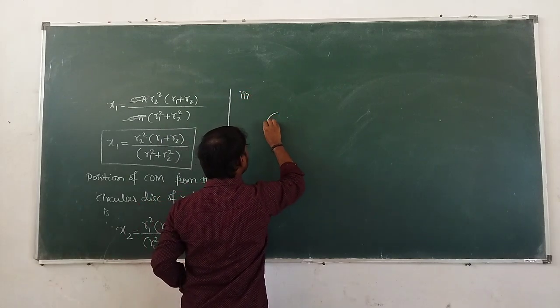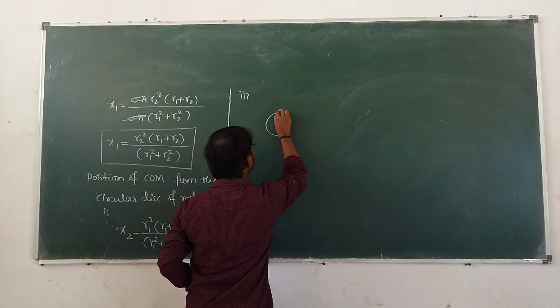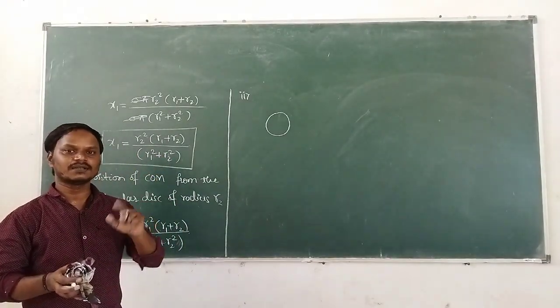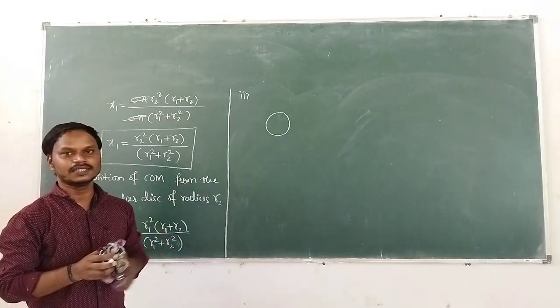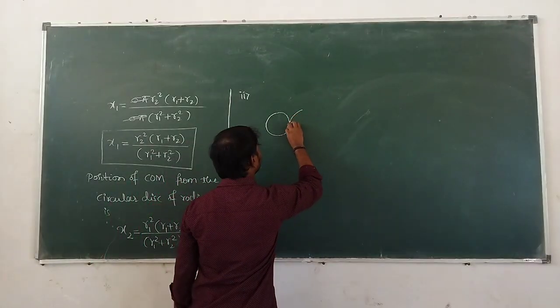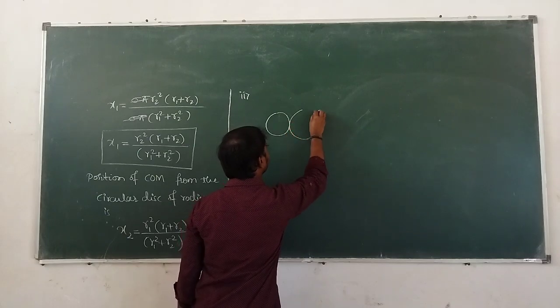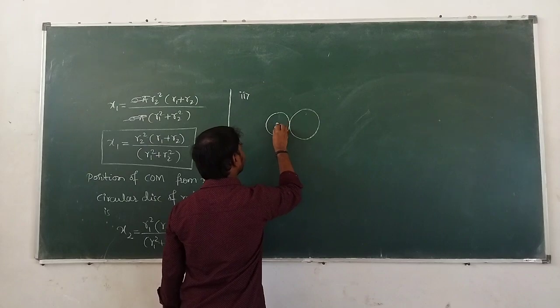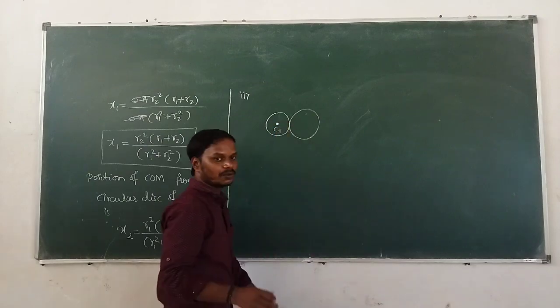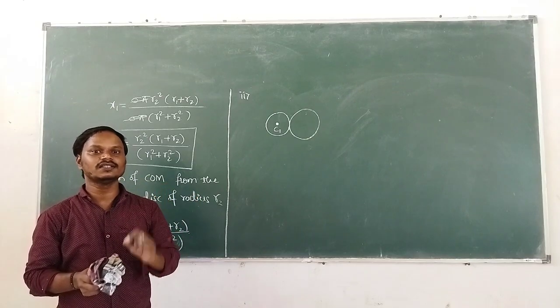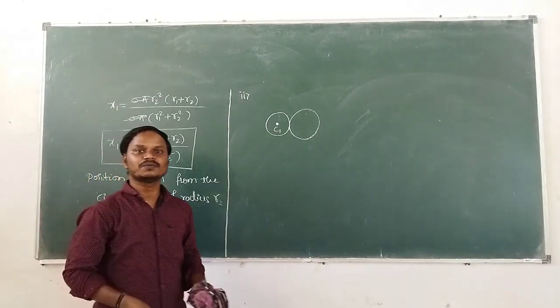If two spheres are in contact, spheres means 3 dimension. Circular means 2 dimension, sphere means 3 dimension. Again, two spheres are placed in contact. These two are the spheres. The center of the first sphere can be taken as C1. The whole mass of the first sphere is located at the geometric center of the sphere because the mass is uniformly distributed.